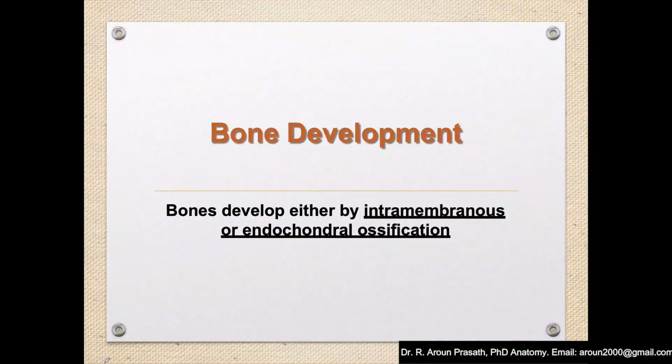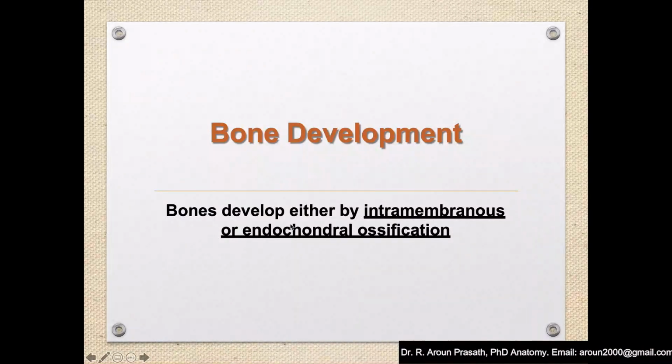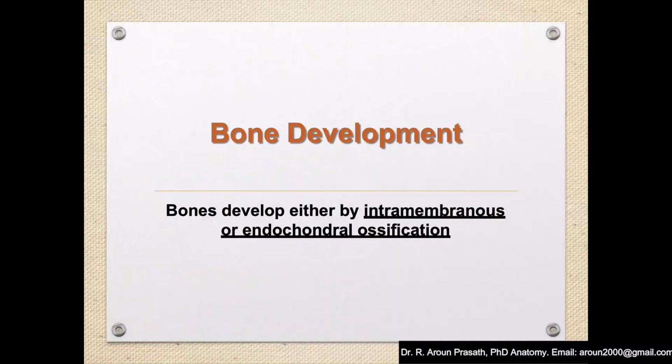Okay, coming to bone development. At the time of birth there is no bone, only cartilage is present. The first bone to be formed in intrauterine life is the clavicle bone, the collarbone. The term we use for the formation of bone is ossification. The term that we use for formation of bone is ossification.